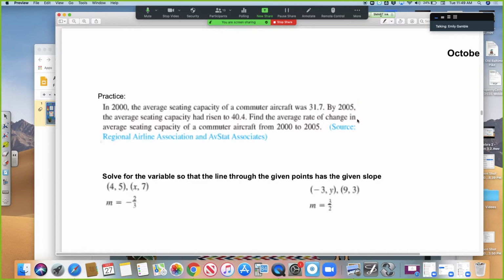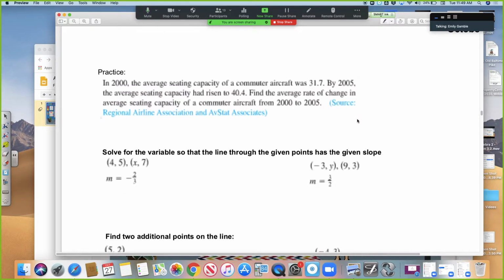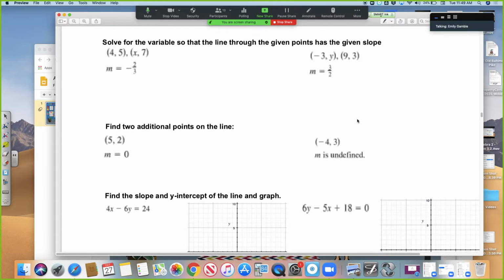The first problem on the next page is a word problem, and basically what I would do is have you guys create 2 ordered pairs from the word problem and then find the slope. I'm going to skip it for now because of time, and I'm going to move right to this because I know there are some web assigned problems like these ones here. It says solve for the variable so that the line through the given points has the given slope.